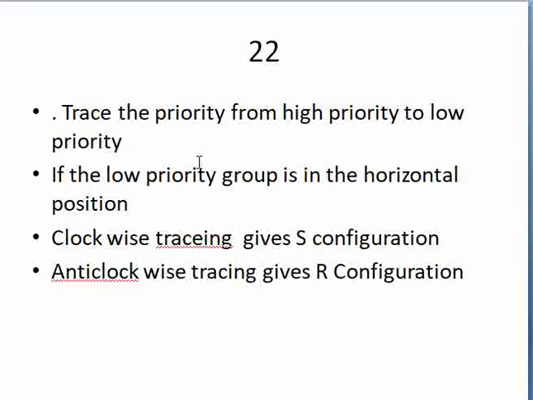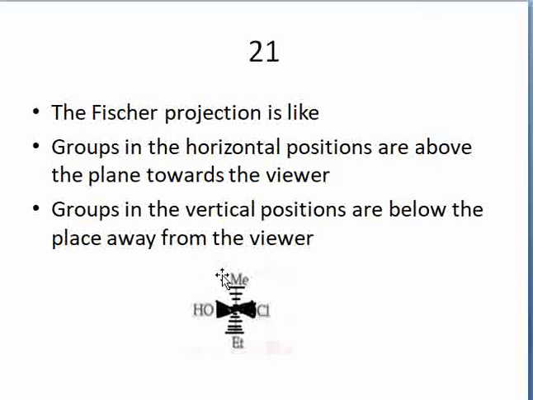This is how to assign R or S configuration in the Fisher projection. Trace the priority from high priority to low priority. Here, this is the vertical position, which is below the plane or away from the viewer. And this is the horizontal position, which is towards the viewer or above the paper. Like this, we have to view the Fisher projection.